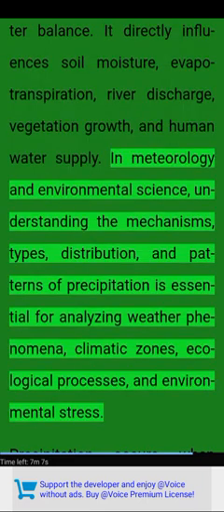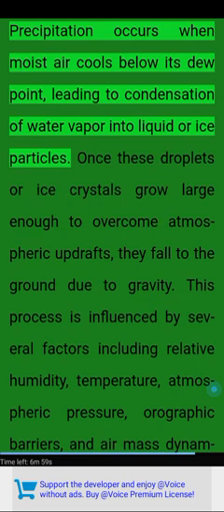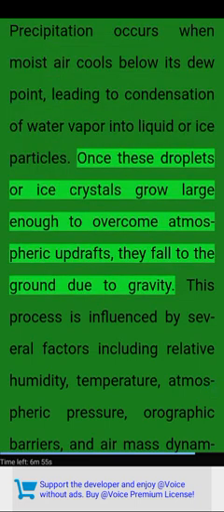In meteorology and environmental science, understanding the mechanisms, types, distribution, and patterns of precipitation is essential for analyzing weather phenomena, climatic zones, ecological processes, and environmental stress. Precipitation occurs when moist air cools below its dew point, leading to condensation of water vapor into liquid or ice particles. Once these droplets or ice crystals grow large enough to overcome atmospheric updrafts, they fall to the ground due to gravity.